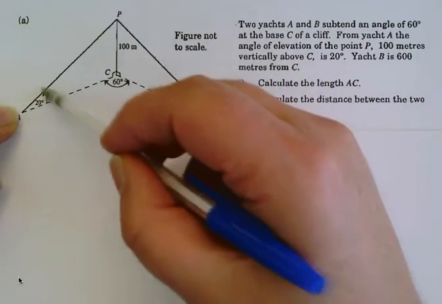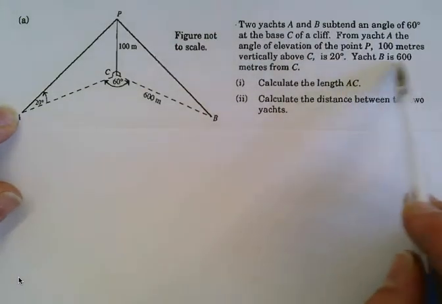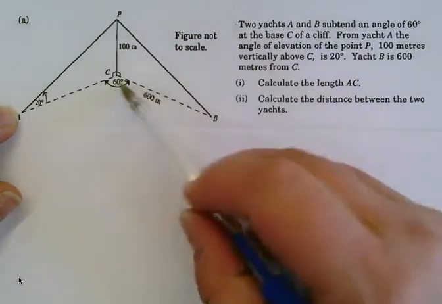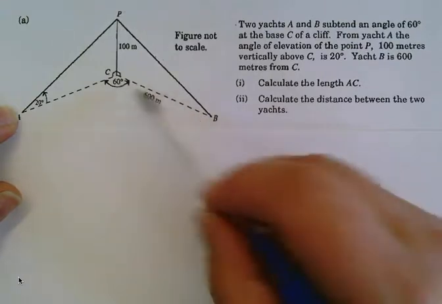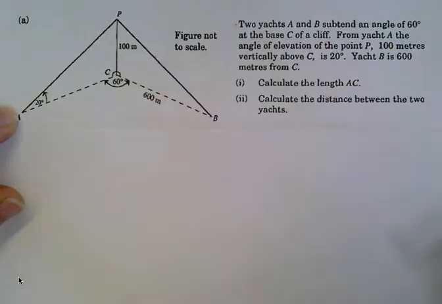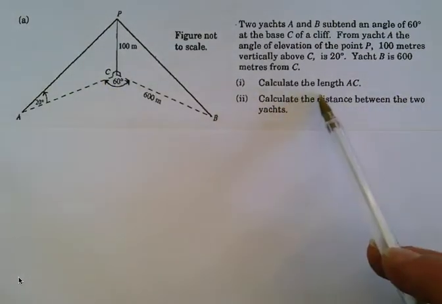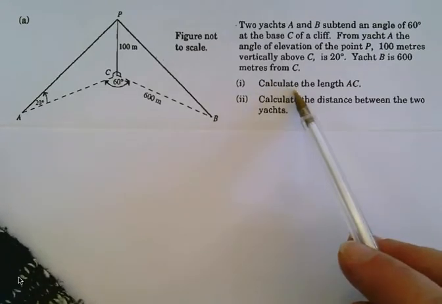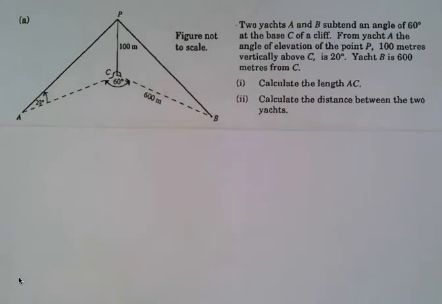So this is my angle of elevation triangle. And yacht B is 600 meters from C. That's what they've given us. They've given us this angle of elevation. They've given us this angle here on the ground. Okay, and the question is to calculate the length of AC and then the distance between the two yachts.